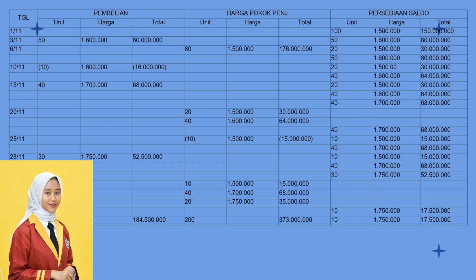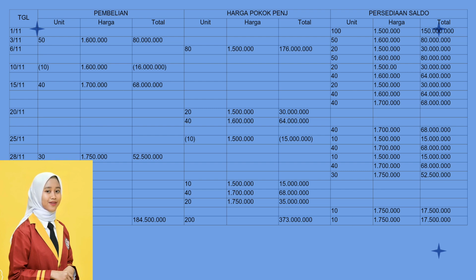3. Sales, November 6th. The company sold 80 units at a selling price of IDR 2,200,000 per unit. To calculate COGS for this transaction, we need to take 80 inventory units from existing stock according to the selected valuation method. 4. Buyback, November 10th. The company returned 10 units purchased on November 3rd. With this return, the amount of inventory from the November 3rd purchase will be reduced.